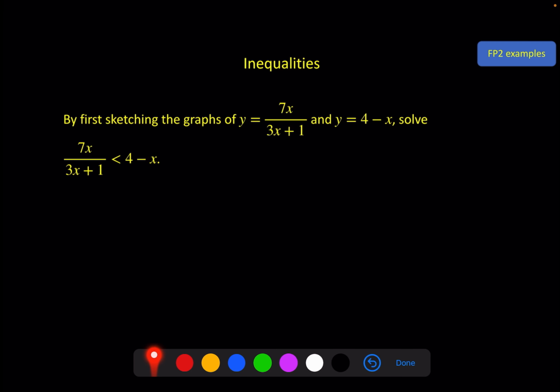So I need to sketch these two. I'm going to sketch the easy one first. So bring up my pair of axes here.